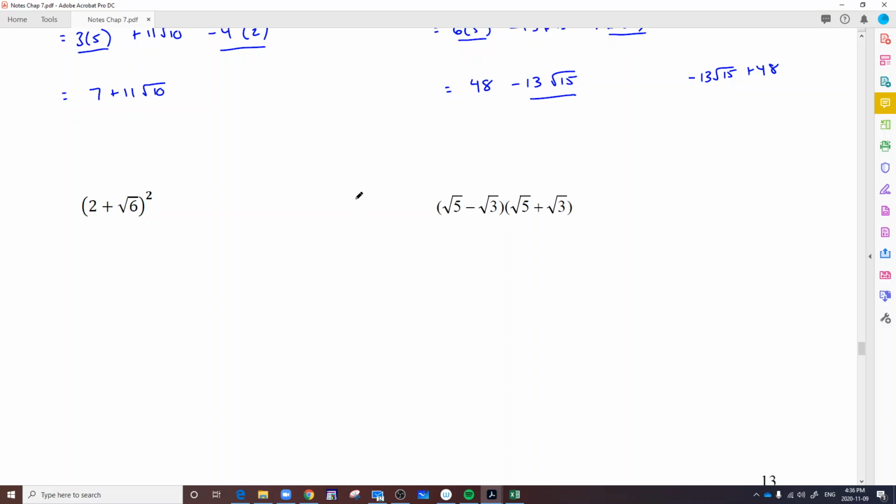Okay, last example. Hopefully you recognize this guy from chapter 4. If you have a binomial squared, that means you have 2 plus root 6 times 2 plus root 6. Up to you if you remember the trick for expanding a binomial squared, feel free to do it, but I just like going the old school way, just distribute. 2 times 2 is 4, 2 times root 6 is plus 2 root 6.